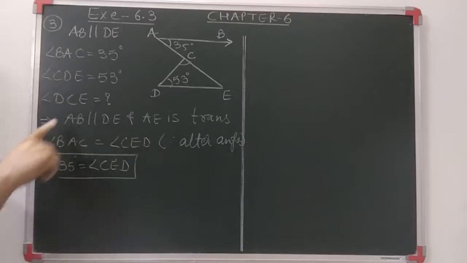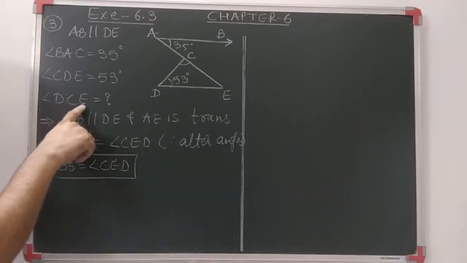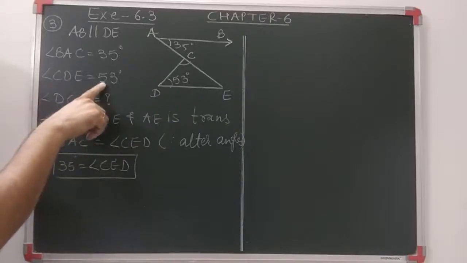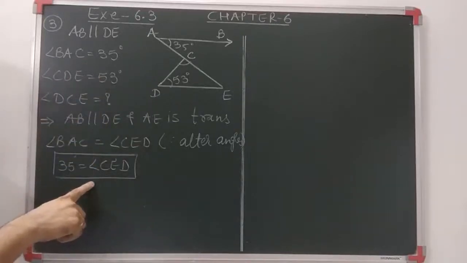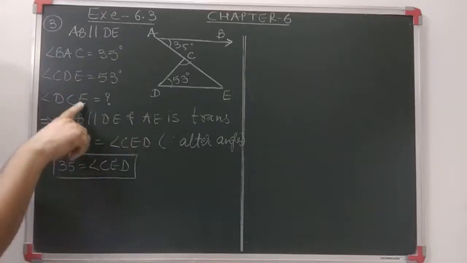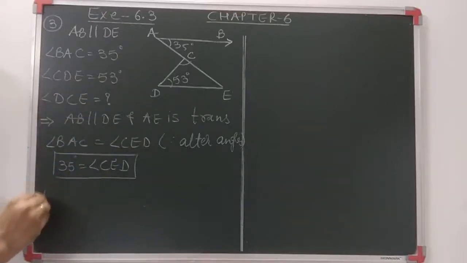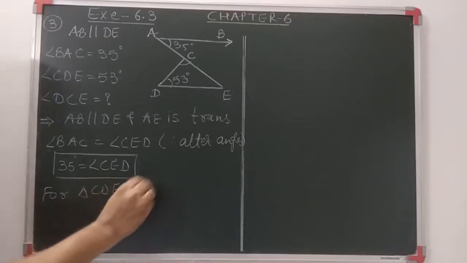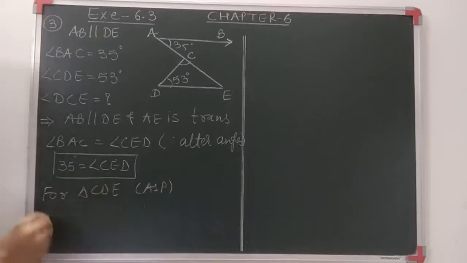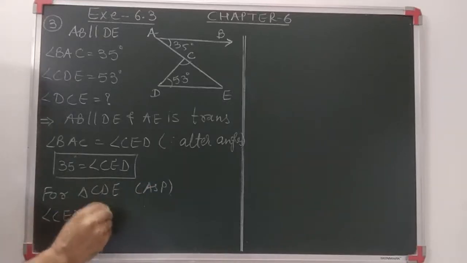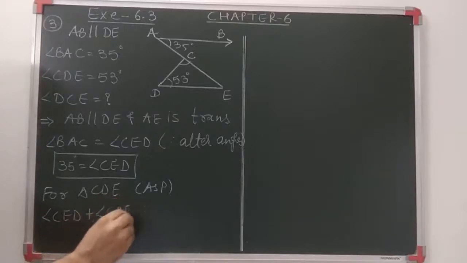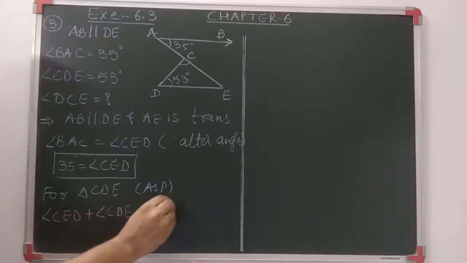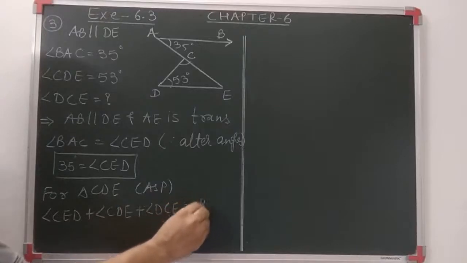Now remember students, we have to find out DCE, which is an angle of triangle DCE. We have another angle of that triangle and we obtained the second angle. So when we have two angles of the same triangle, the third angle is quite easy to obtain. So we'll write here for triangle CDE, I'll use the angle sum property. That means the sum of all the angles of this triangle, CED plus CDE plus DCE is 180.